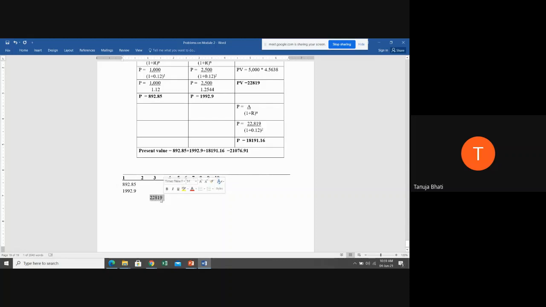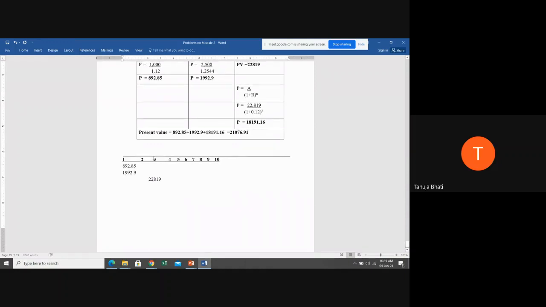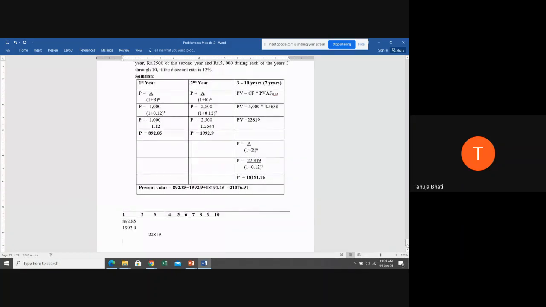Now this 22,819, if we want to find out as on today, what we have to do, students? Suppose this is a future value at the end of 3 years, present value at the beginning of the 3 years is 22,819. Correct? We got it from 3 to 10 years. Is this clear? From 3 to 10 years, we got this value as 22,819.